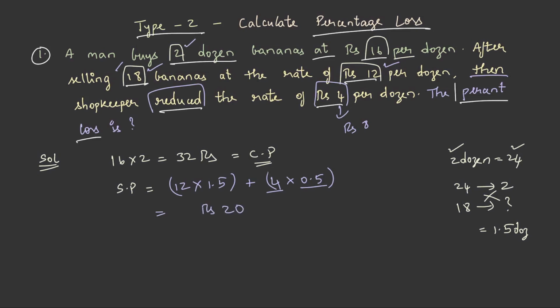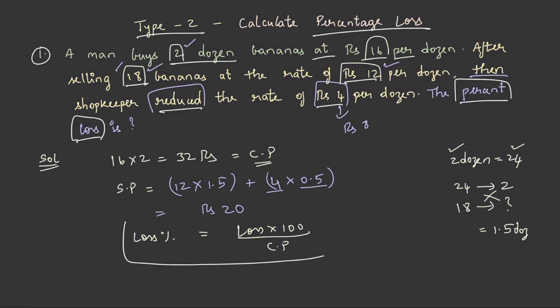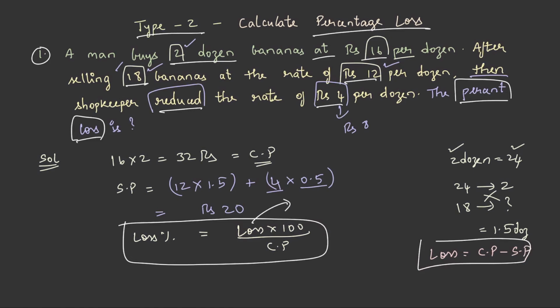He's asking us to find out the percent loss. We know that loss percentage is equal to loss into 100 by cost price. From this formula, let's find out the value of loss. Loss can be obtained by the difference between the cost price and selling price, isn't it? We know the values of cost price and selling price, that is rupees 32 and rupees 20. On subtracting them, we get rupees 12, which is equal to loss.